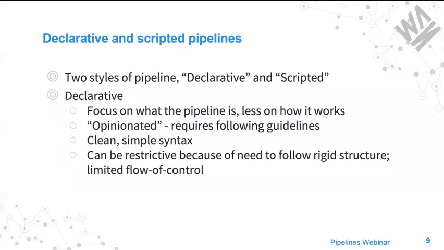But declarative pipelines are opinionated in the sense that to write a declarative pipeline, you have to follow a set of guidelines. You have to follow a particular pattern. And it's kind of rigid. That doesn't mean it's not capable of doing lots of things, but you have to do things a certain way. One of the results of that is declarative pipelines have very clean and simple syntax. But because of this rigid structure, they tend to be a little bit restrictive in certain circumstances.